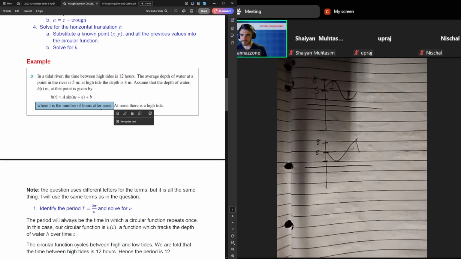Anyone know how to interpret that? What would your t value be if I said it was at noon? What specific t value would you have? Yeah, t equals 0. Thanks, Cheyenne.